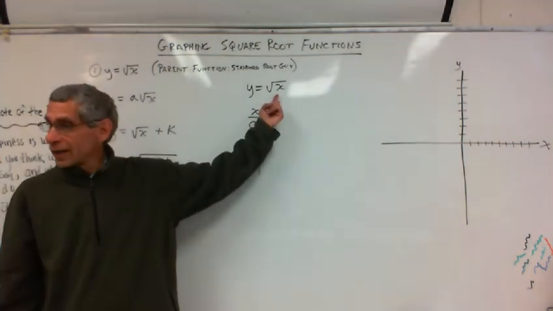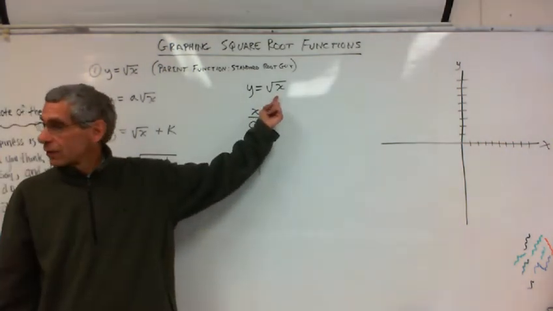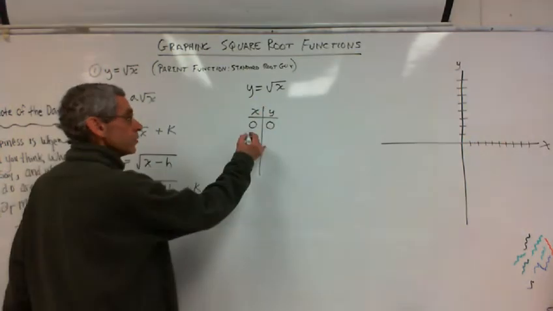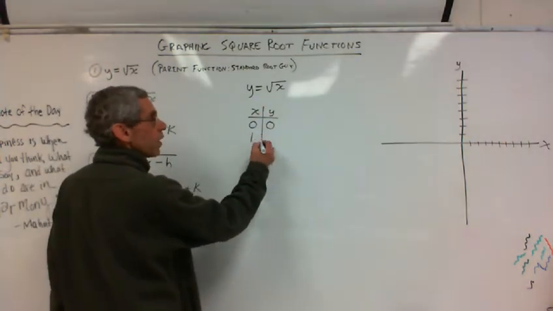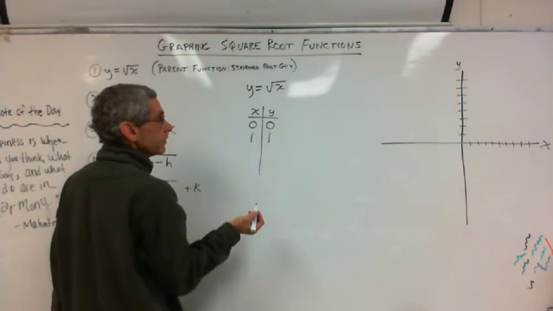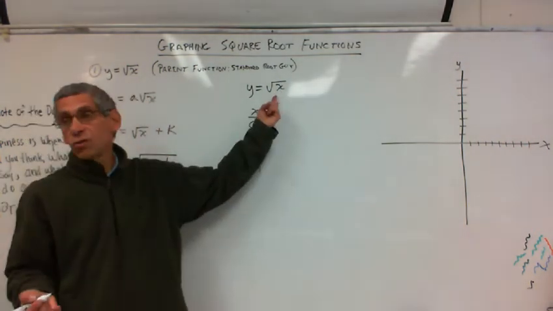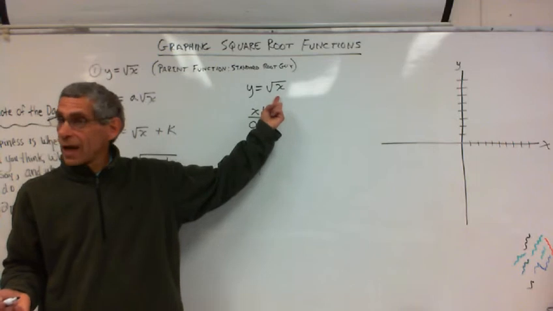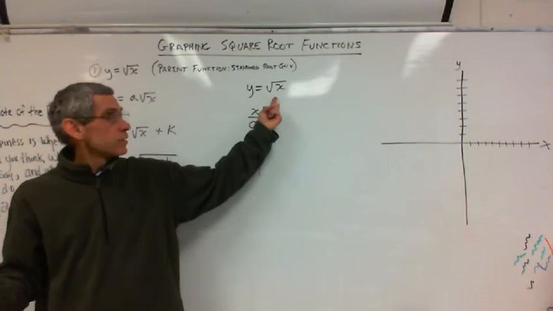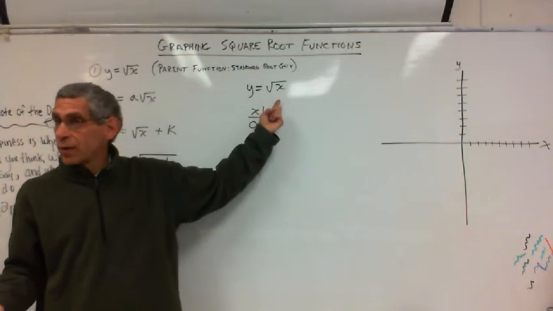What's my next number I could easily find the square root of? 1. So if x were 1, what would y be? What's the square root of 1? 1. Oh, that's easy. Now, I could do 2, but then I'd have to get out my calculator, and I wouldn't be able to graph it very well, because it's going to be somewhere in the middle of something, right? So what's my next easy point?